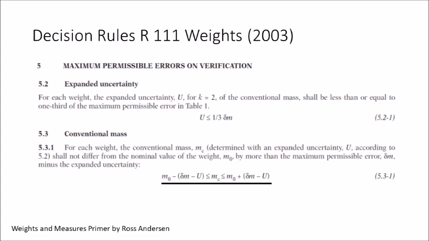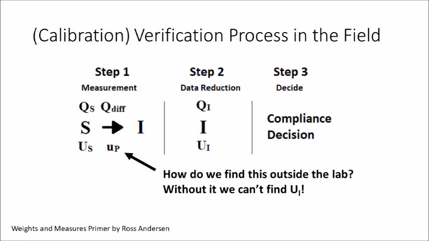That's all well and good in the lab. What happens when we get out in the field? Well, there's a great hurdle for us to cross out in the field, and that hurdle is basically that we can't find this u_p term, and without it we can't find the uncertainty of the instrument.